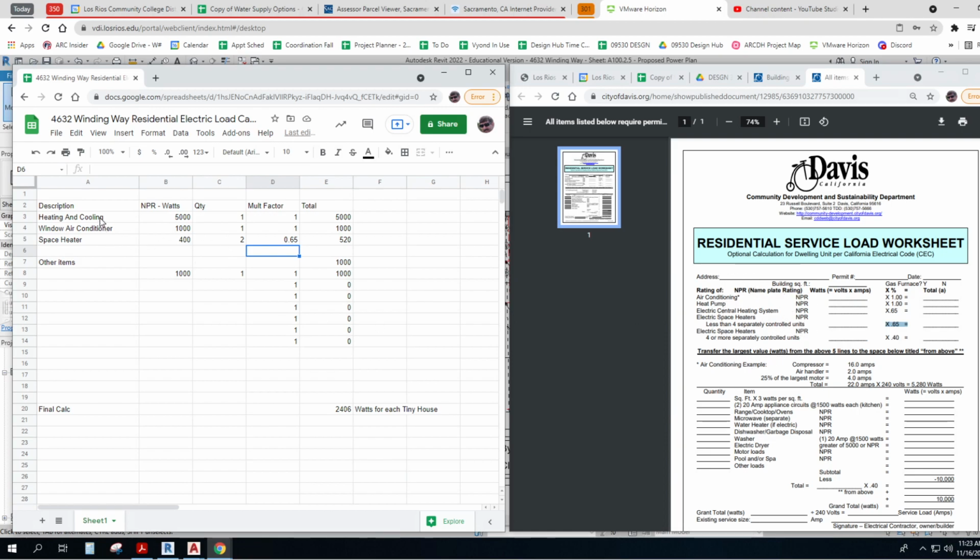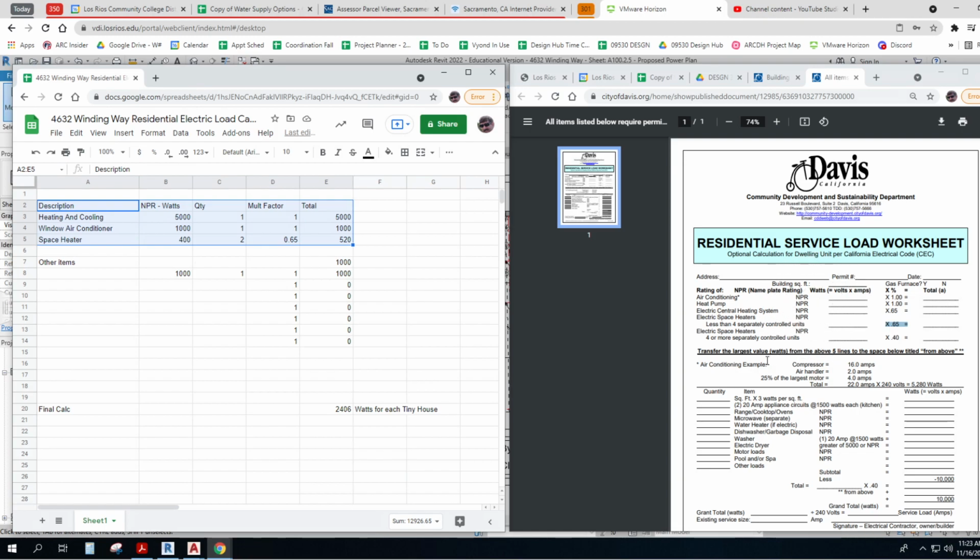Okay, heating and cooling is for my main residence on lot 1. Window air conditioner is for my cooling on the tiny house, and space heaters are for my heating in the tiny house. So I've got that portion filled out, and that's this top portion up here.